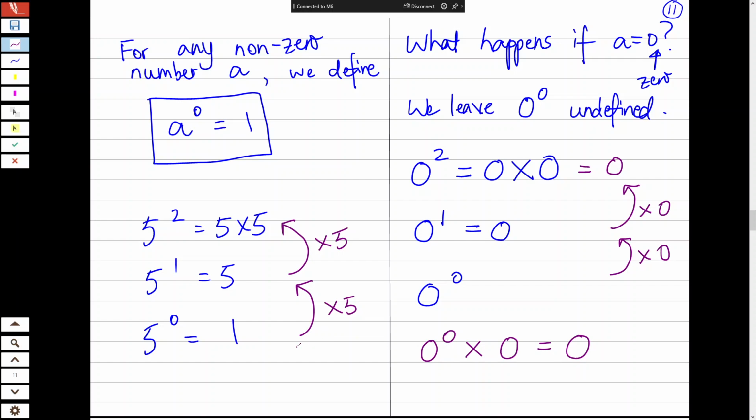What numbers could I put in here? In that square? What possible numbers could go here? Any number. That's why 0 to the 0 is undefined. Any number can go here.